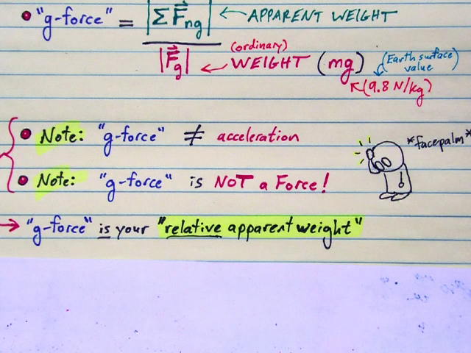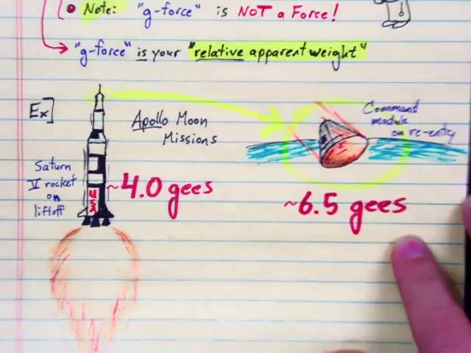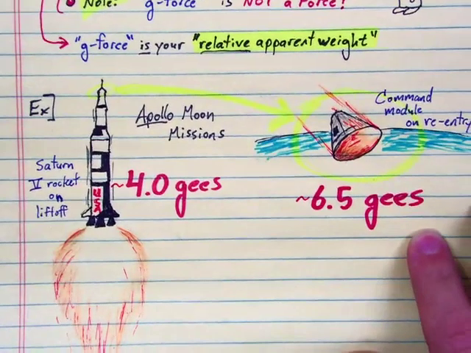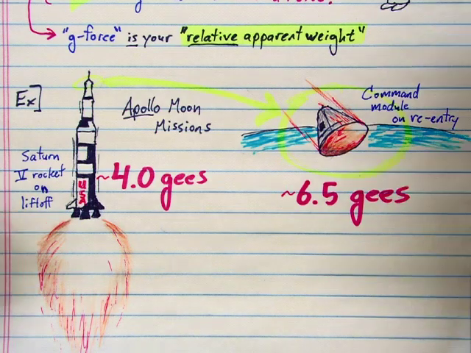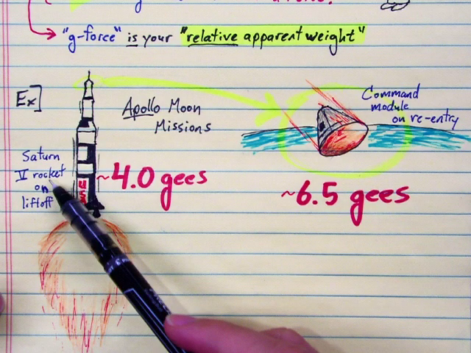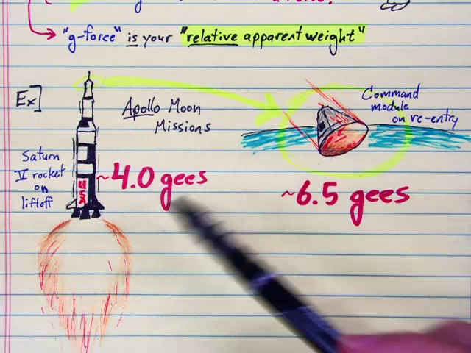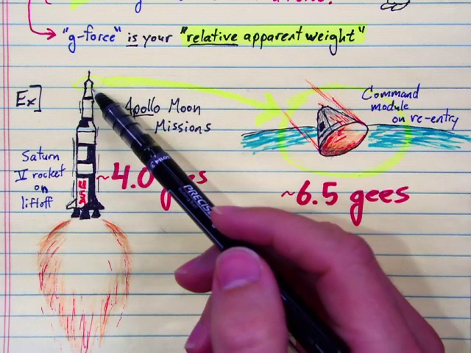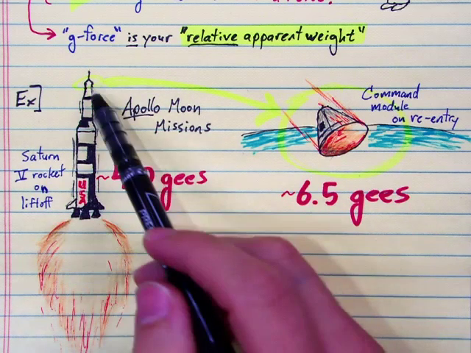So for comparison, consider the Apollo space program, which took U.S. astronauts to the moon in the 1960s and 1970s. On launch, a Saturn V rocket on liftoff would exert about 4 Gs on the astronauts up here in the command module. The astronauts felt 4 times heavier than their normal weight on liftoff.